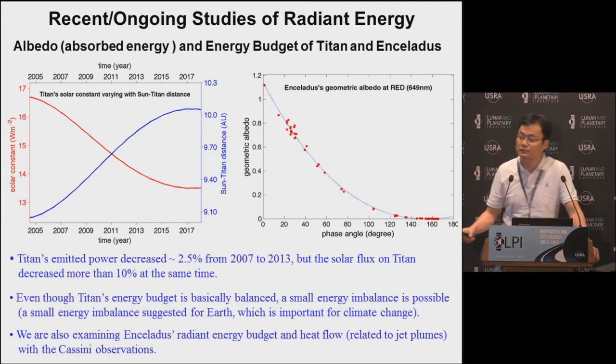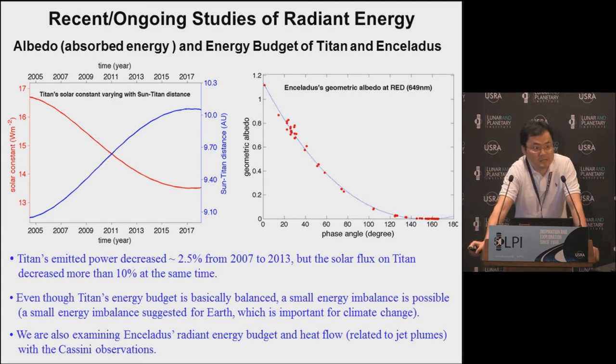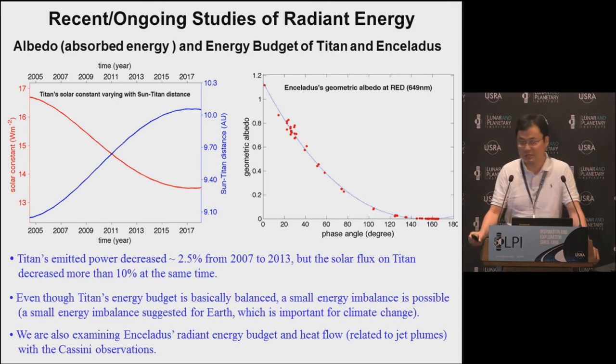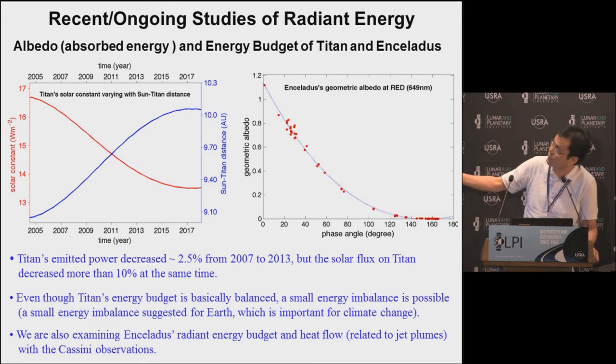This is for Enceladus. In recent years, Enceladus has become pretty hot because we discovered the jet plumes at the South Pole. Here, we calculate the disk albedo, based on Cassini observations, just for the red wavelengths.